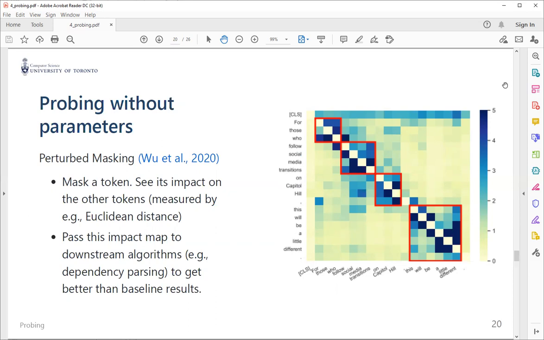And they pass this impact map to downstream algorithms. They found that this impact map is pretty useful on a wide variety of downstream tasks, including parsing, classification, or other tagging downstream tasks.